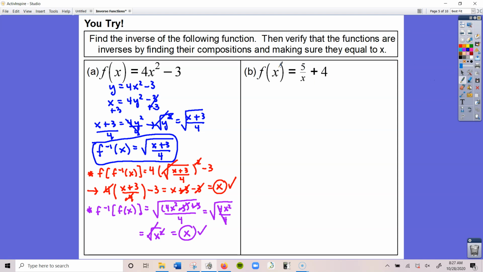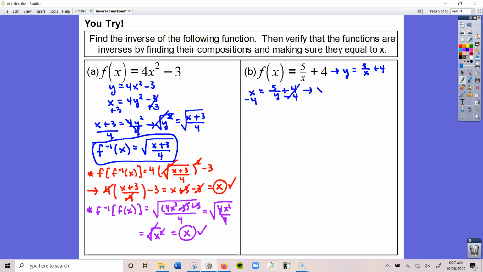So first, I have f of x is equal to 5 over x plus 4. I replace it with y. So y is equal to 5 over x plus 4. Now I'm going to replace x and y. So x is equal to 5 over y plus 4. Now I need to solve for y. So I'm going to subtract the 4 first.